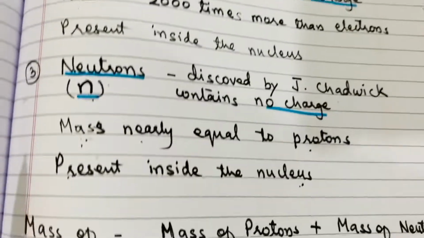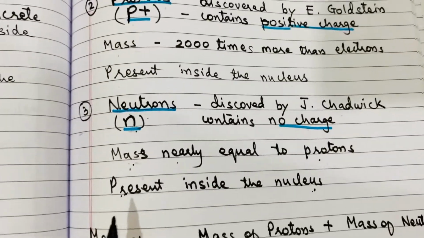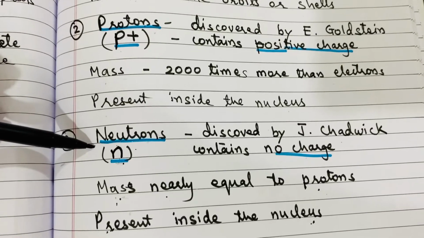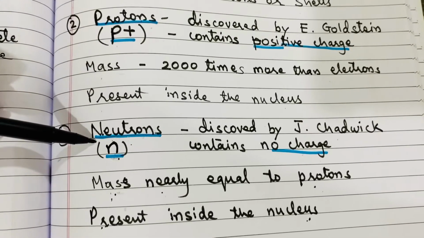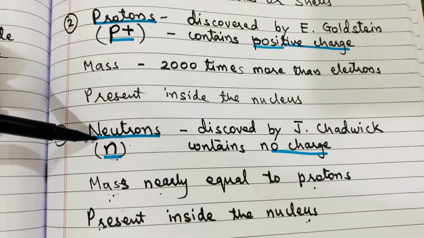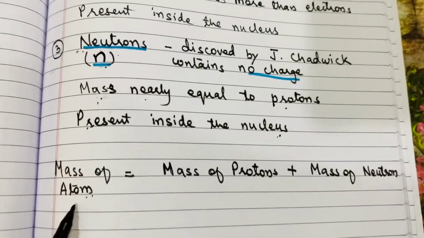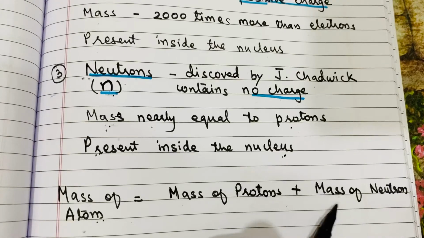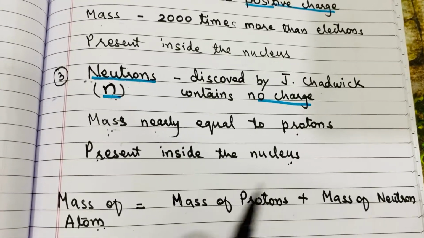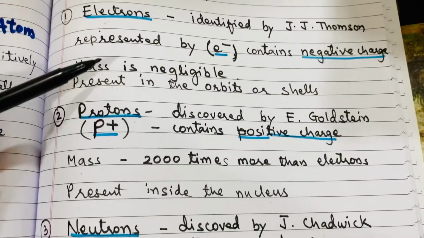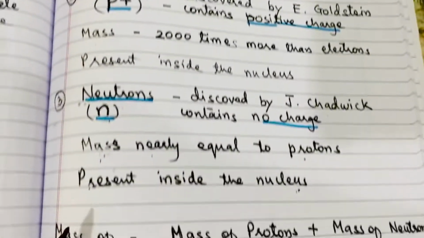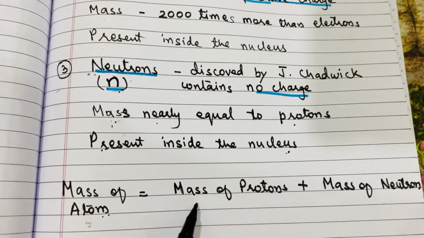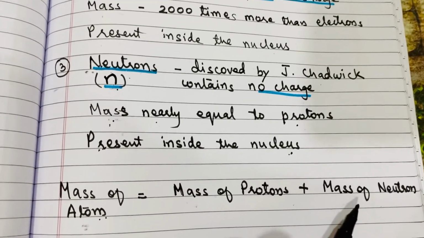Okay, so that means inside the atom protons and neutrons are present in the nucleus. Both of them are heavy in mass, and that's why the mass of the atom is actually the mass of protons plus the mass of neutrons. We all know that the mass of electrons is quite negligible, and that's why whatever the mass of the atom is, it is actually the sum of the mass of protons and the mass of neutrons.